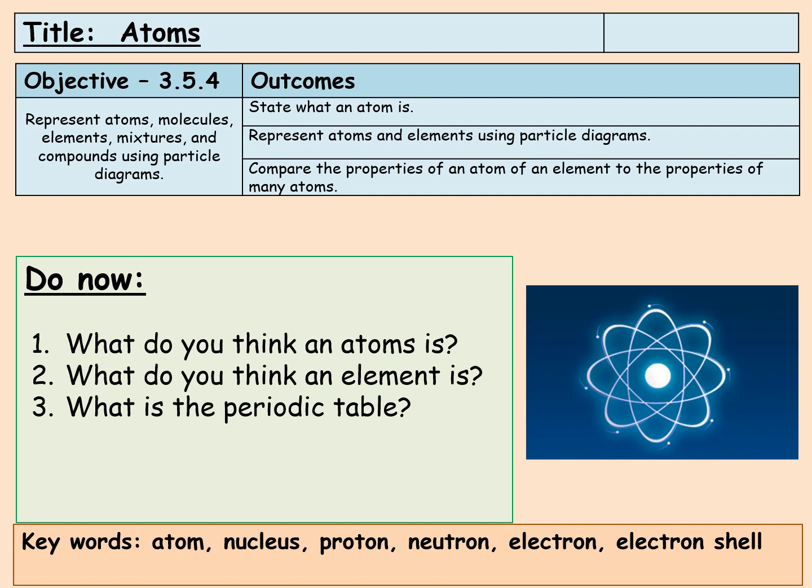An element is a combination of one type of atom. It has only one type. That is the key bit of information. So if I've got gold, I've only got gold atoms. If I've got silver, I've only got silver atoms. And then 3, what is the periodic table? The periodic table we'll look at in a later lesson. That is where we'll find information about all the different elements that we are aware of.